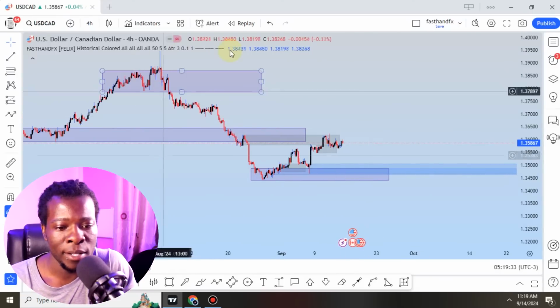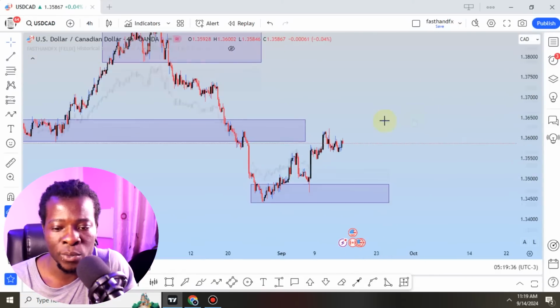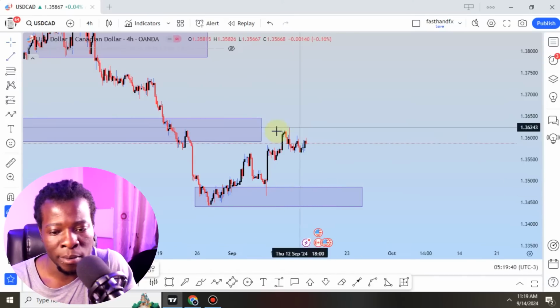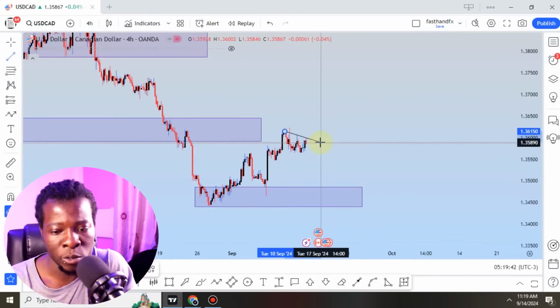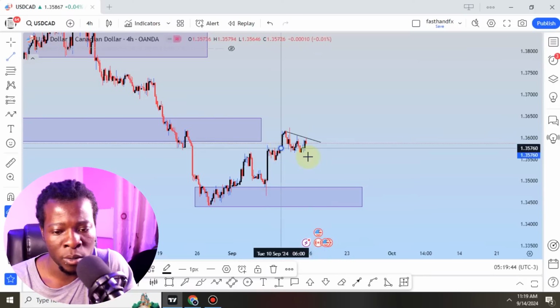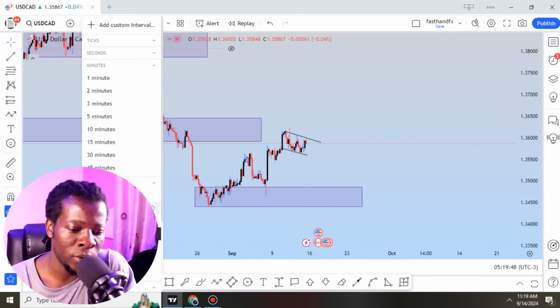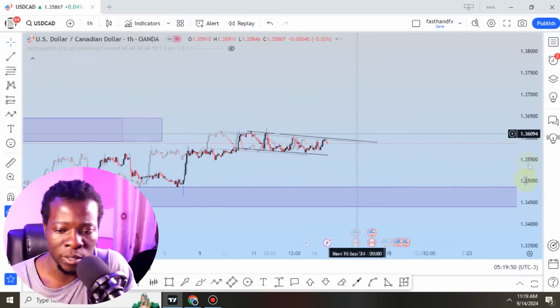Like I said, let me just hide this. The only thing we need to understand is how price is going to react around here. So maybe this might be another continuation pattern, who knows. Understand how price is reacting around those key levels. This is it.